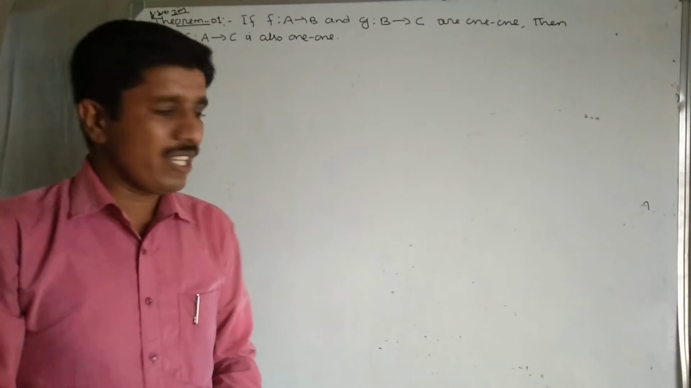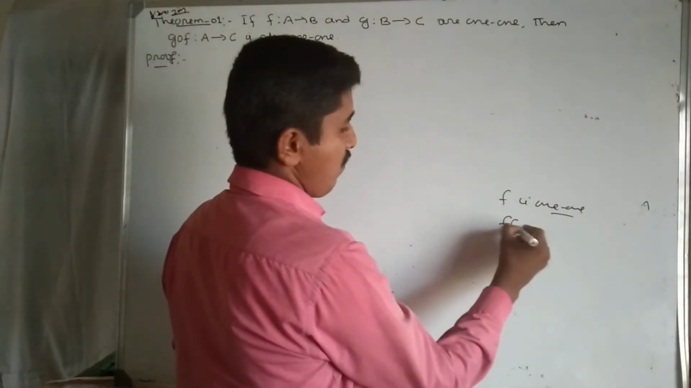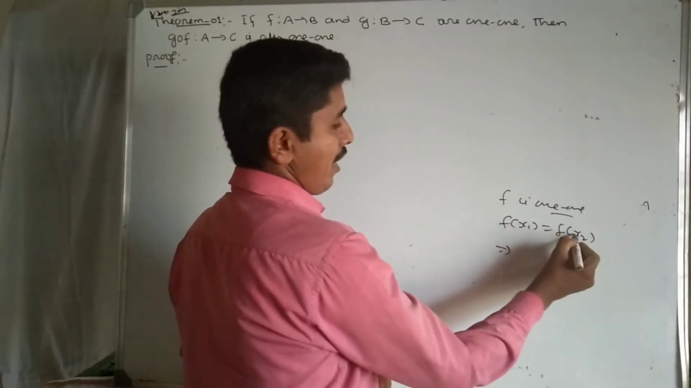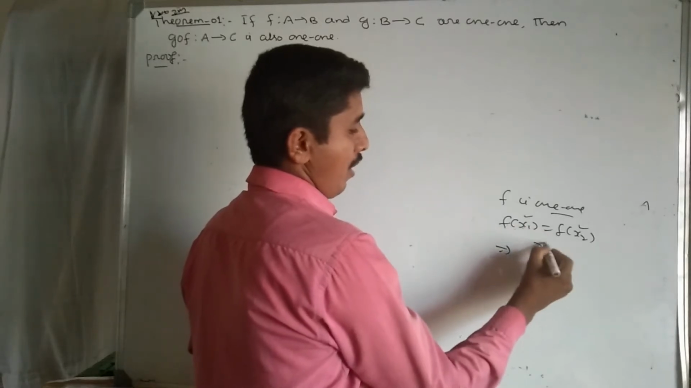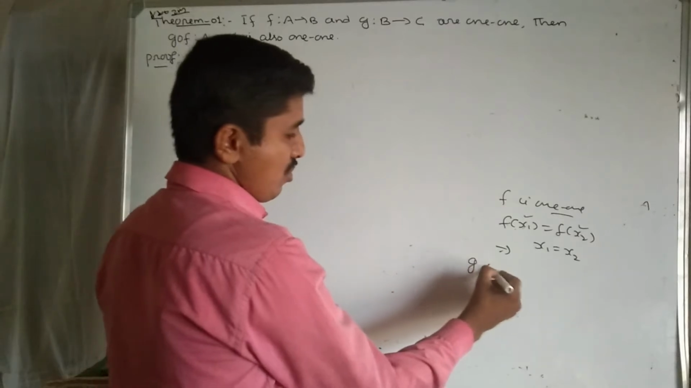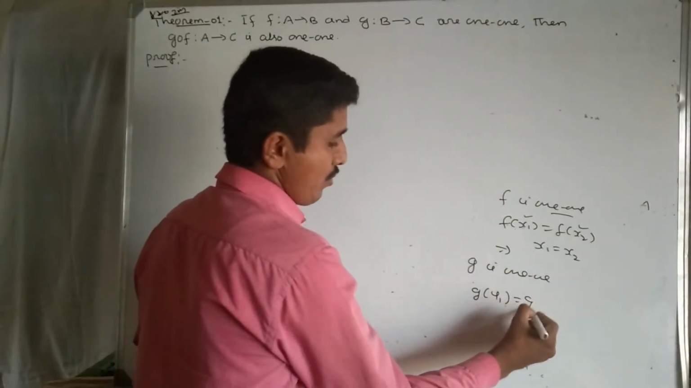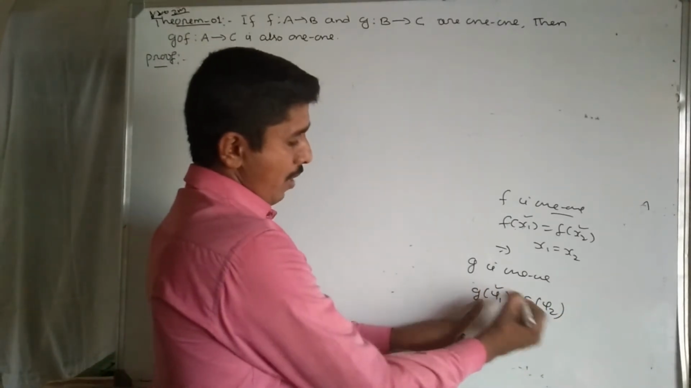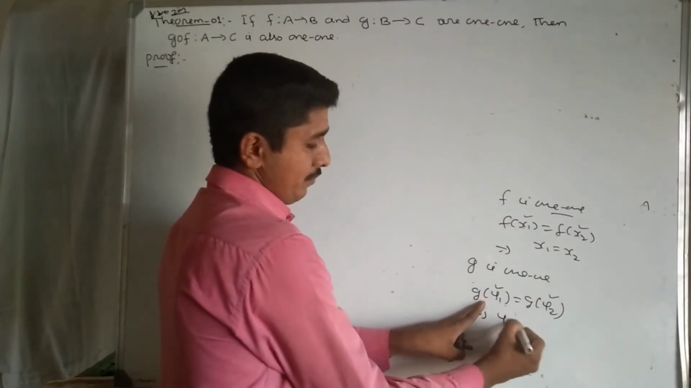We know the definition of a one-one function. Suppose f is one-one, which means if f(x1) equals f(x2), where the two range values are equal, then their domain elements are equal, x1 equals x2. Given that g is one-one, if we take g(y1) equals g(y2), the two range values are equal, then their domain elements are equal, y1 equals y2.